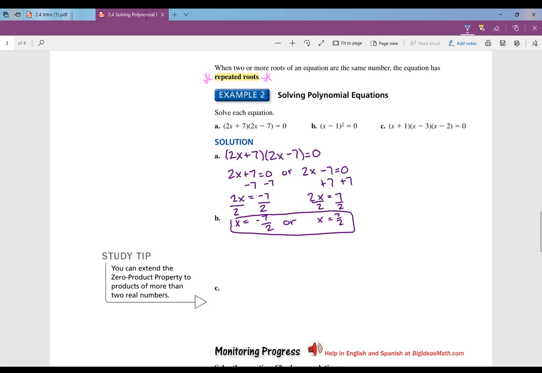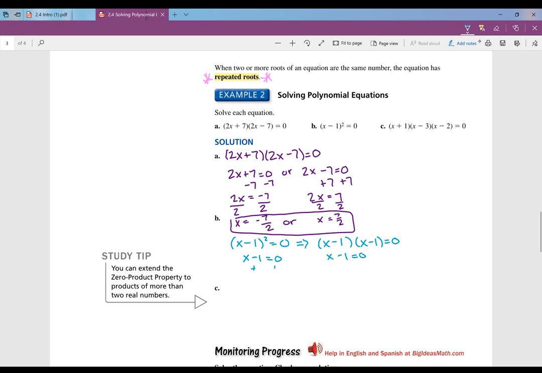Okay, let's look at B. For B, we have (x - 1)^2 = 0. So remember, squared means we're multiplying something times itself. So this is where it means we're doing (x - 1)(x - 1). So if we set each of those equal to 0, x - 1 = 0, and x - 1 = 0. How would we solve that?